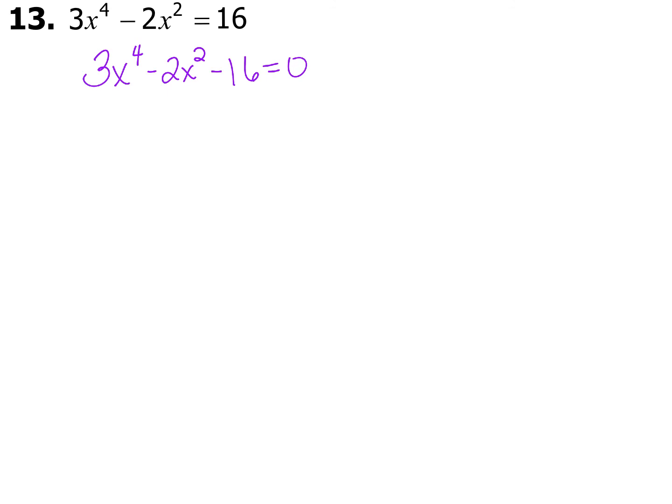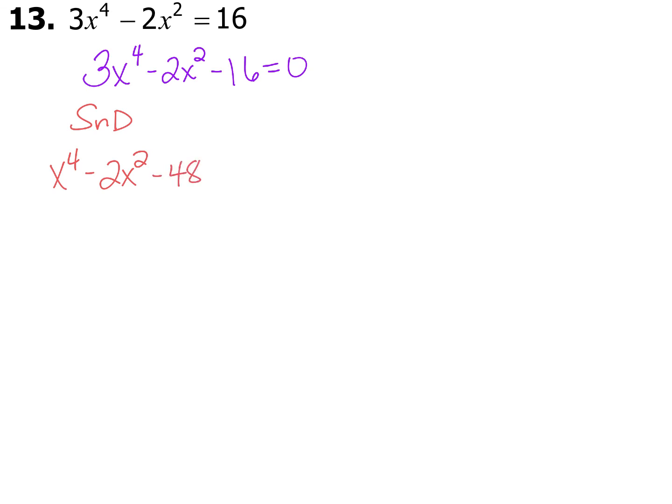Cannot do a greatest common factor. There is no perfect square root. 16 is, but 3x to the 4th is not. Therefore, we must look into solving this by factoring, and we can use the slide and divide method. And remember, if you use the slide and divide method, then we multiply the 3 times 16 only, and that gives us x to the 4th minus 2x squared minus 48.